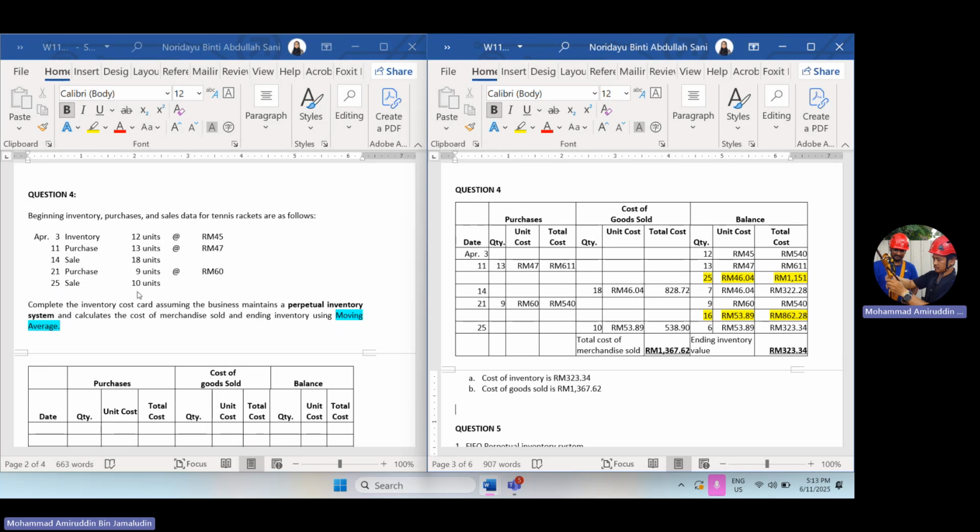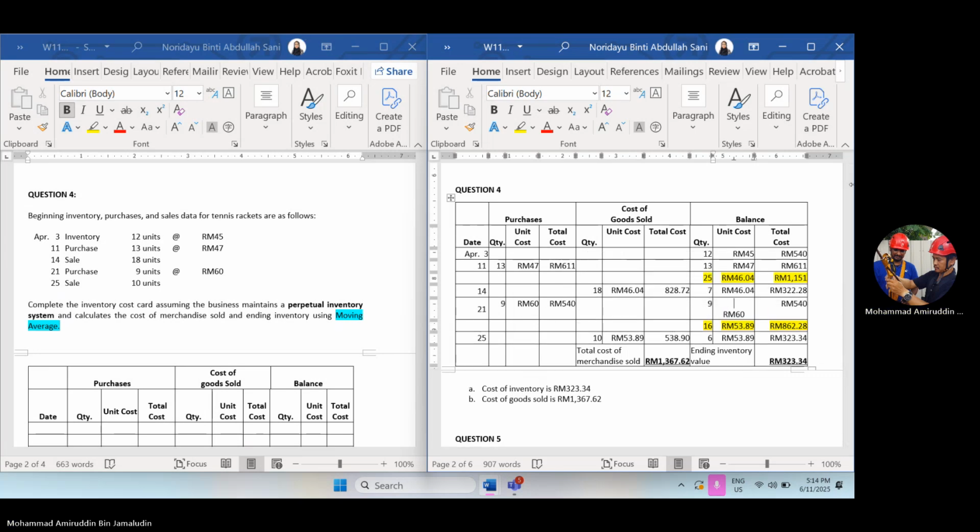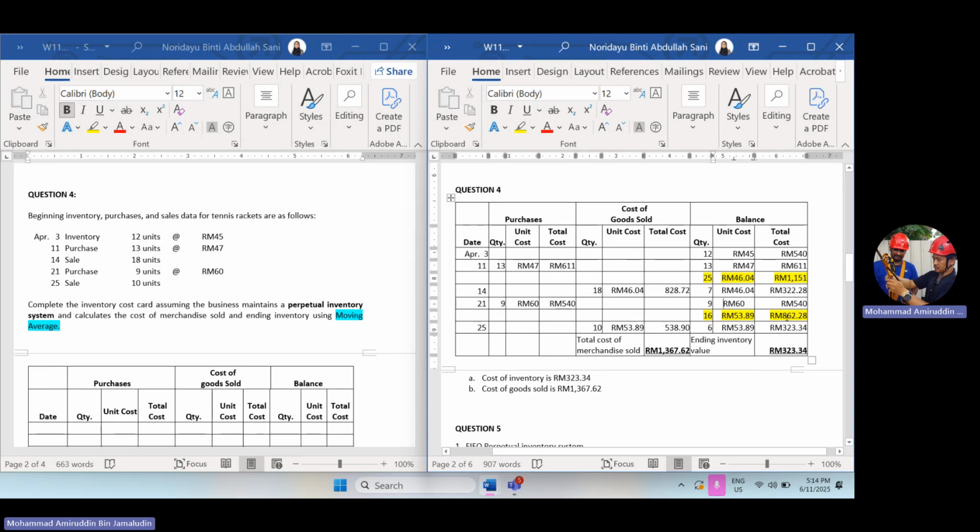21st, purchase 9 units at 60 ringgit. So 9 units, 60 ringgit, 540. Now my stock, just now we sold, right? So 7 left. This transaction, we write here. So now what's left in your stock? 7 at 46.04, 9 at 60.